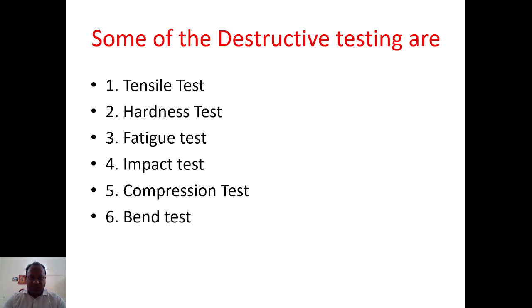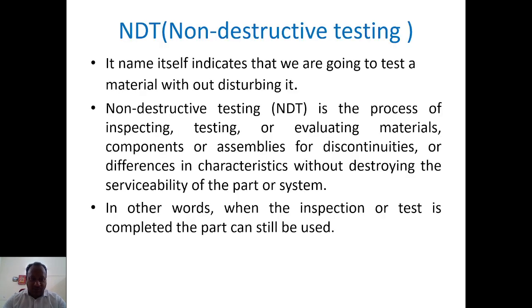Some of the destructive tests are tensile, hardness, fatigue, impact, compression, and bend. We give the tensile test by elongating a rod so that we can know the tensile strength of the specimen. In the same way, the hardness test is used to identify the material. Continuous loads are used for fatigue, and impact can be tested with the respective process. Like that, we carry out the destructive processes.